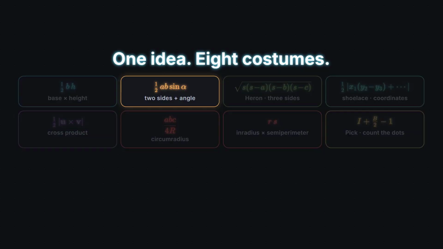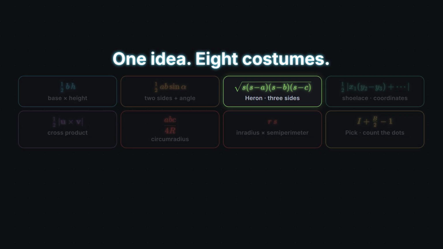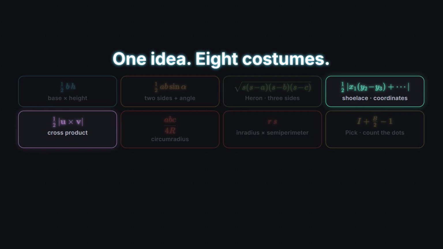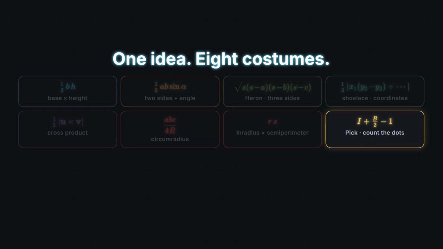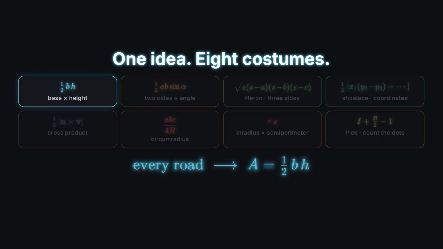The sine formula rebuilds the height out of an angle. Heron's formula is that same sine formula, with the angle algebraically removed. The shoelace and the cross product are one and the same thing. A parallelogram, halved. Both circles hide it too. The circumradius rebuilds it from the 3 sides, and the inradius is base times height, done 3 times over. And Pick's theorem counts the dots that a rectangle would have covered. Every road leads back to a rectangle, cut in half.